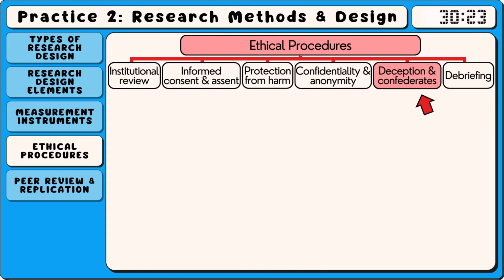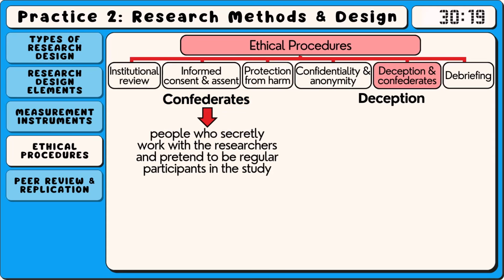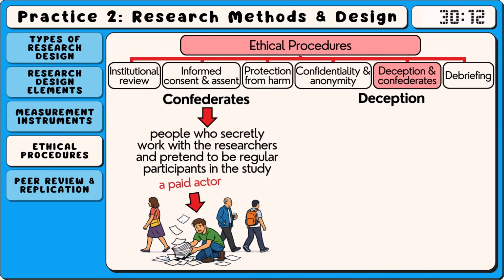Okay, now let's move on to deception and confederates. We'll start with confederates for this one. Confederates are people who secretly work with the researchers and pretend to be regular participants in the study. For example, in a study of the bystander effect, a confederate might pretend to drop a stack of papers to see whether the real participants in the study stop to help out.